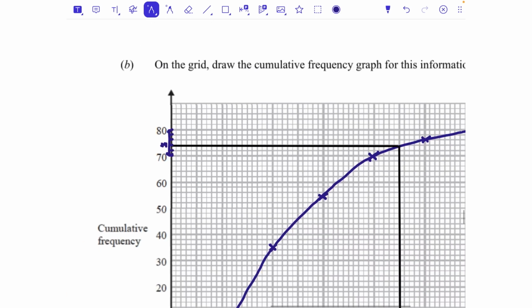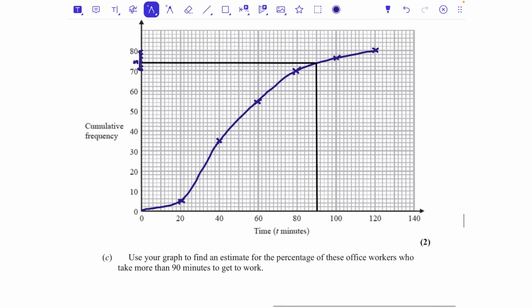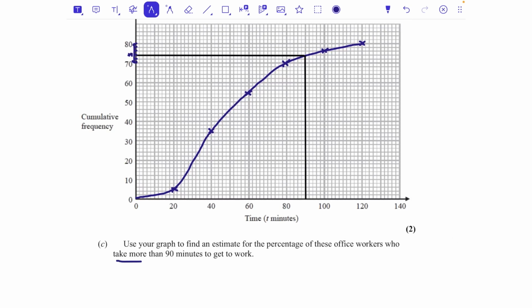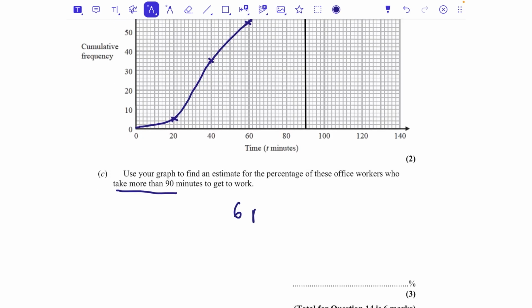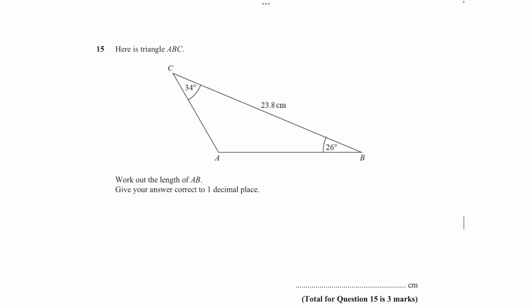So how many people took more than 90 minutes? It's just going to be the people above. So if that reads at 74, there must be 6 people above to get up to 80. So it's 6 people, but it asked us that as a percentage of all of the people. So that's going to be 6 out of 80. And then because we want it as a percentage, we're going to times it by 100. So 6 out of 80 is 0.075, but then times it by 100 to get it as a percentage, and that is 7.5%.